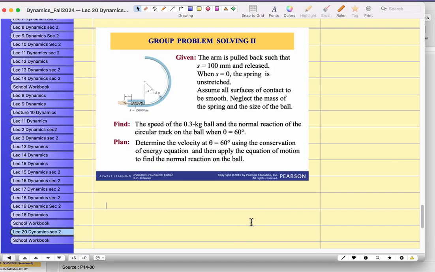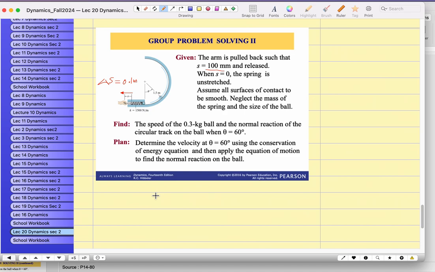Okay, the question is, the arm is pulled back. This arm, if you take a closer look, is pulled back, and how far it has been pulled back, the stretch, I would say delta S is equal to 100 millimeter, which is 0.1 meter. Let's convert it into 0.1. So it stores the potential energy.